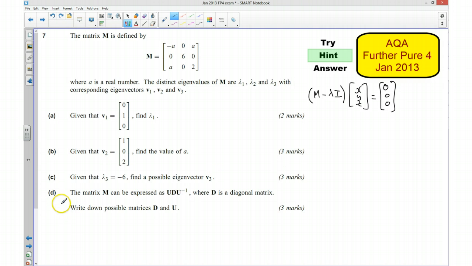Finally, for part D, D is the diagonal matrix, which is made up of the eigenvalues, and U is going to be a matrix that's made up of the corresponding eigenvectors in that order. Okay, so those are my hints. If you'd like, pause the video now and have a go at those questions, and I will go over the answers shortly.